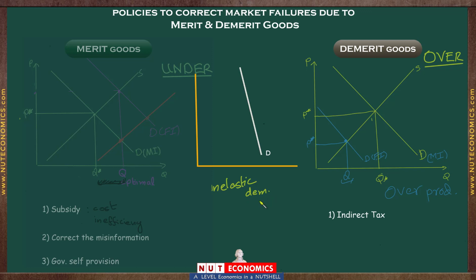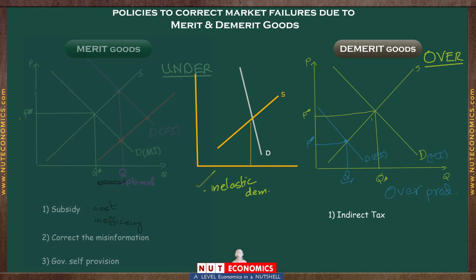Even when the price increases, then yes, quantity will fall, but it will fall just a little bit. They have inelastic demand. Now, in case of trying to correct the market failure, the overproduction of a demerit good like cigarettes through an indirect tax, these cigarettes are inelastic products.